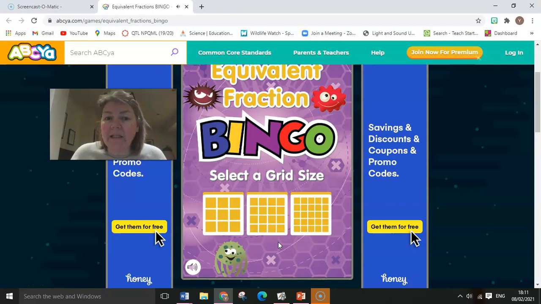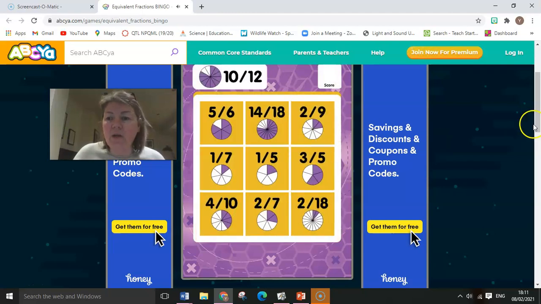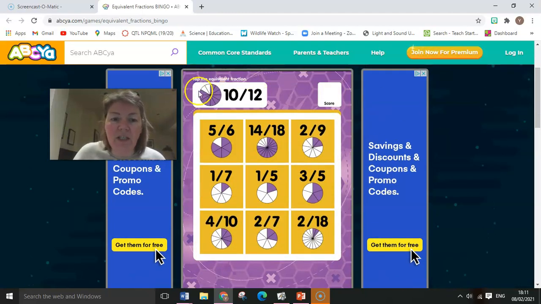And then you're going to select a board size. So you could choose any one. I'm just going to start with this one. And then you can see what you've got to do is, this is your fraction here. You've got to find the equivalent one on your whiteboard. Now, I know we've got 12ths on our fraction wall, so I could use that. I can also use the picture here to help me.